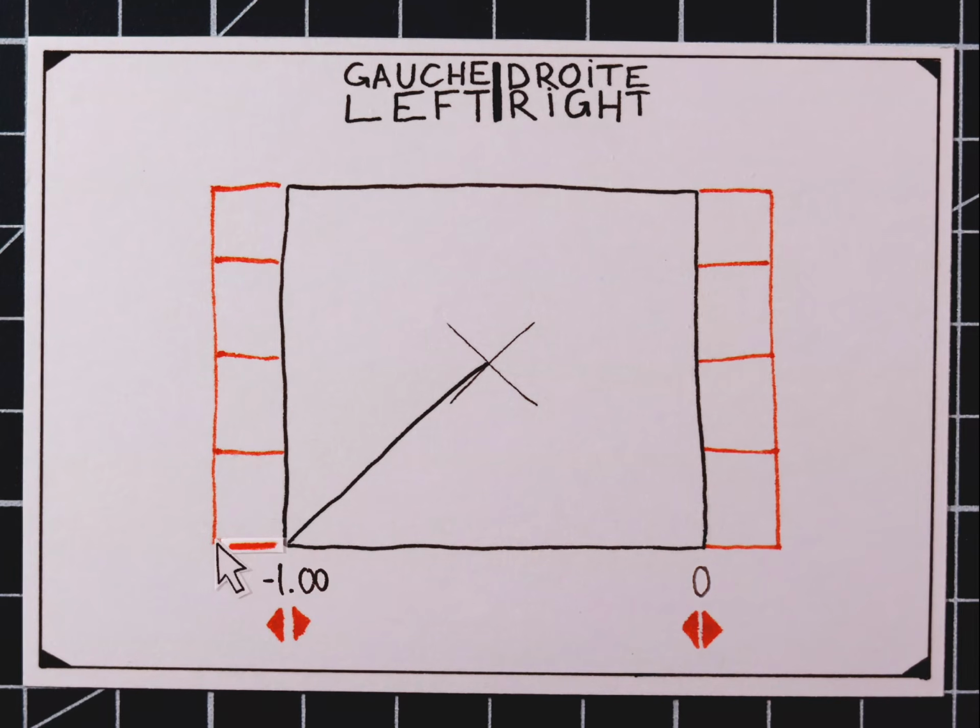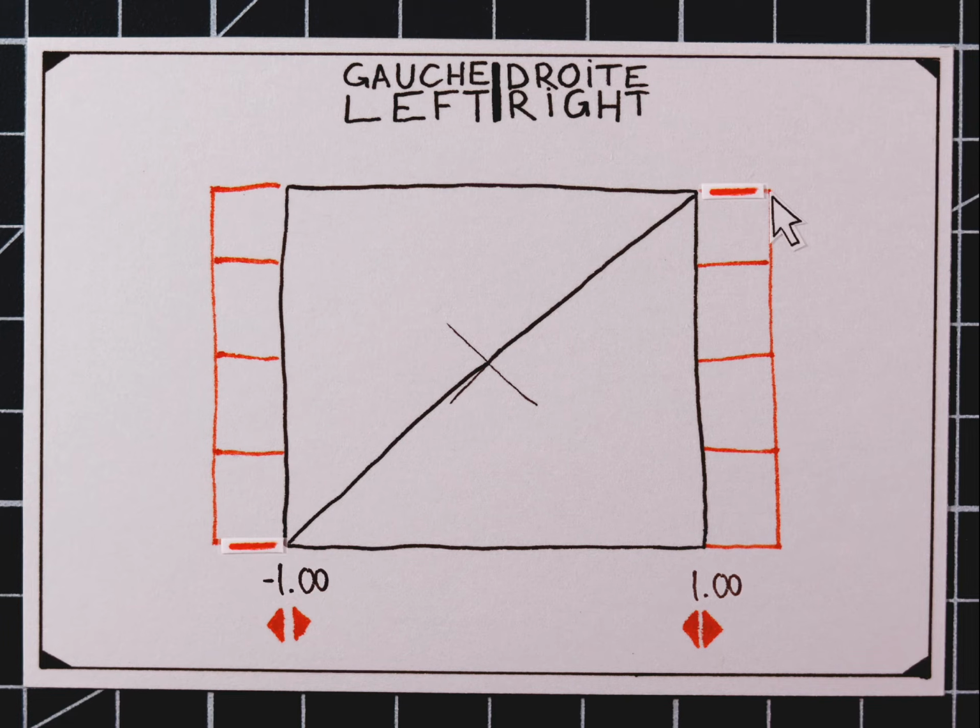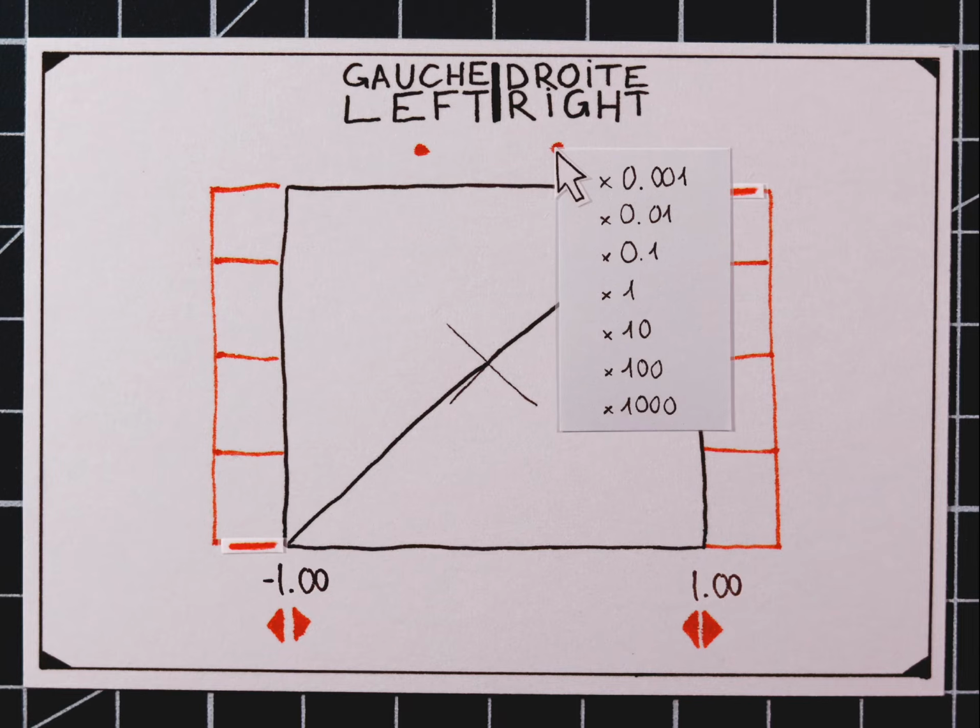The right value is the one you want out when playing on the rightmost part of your instrument. Let's define it to 1. Again, the second dot above allows us to choose the power of 10.